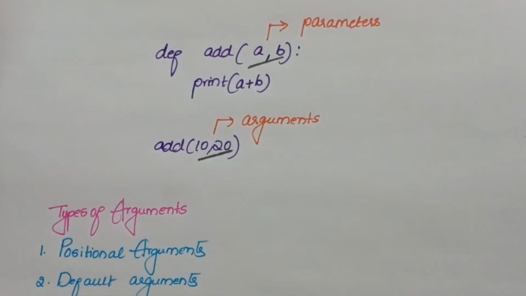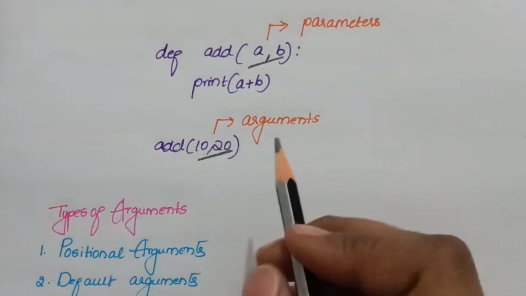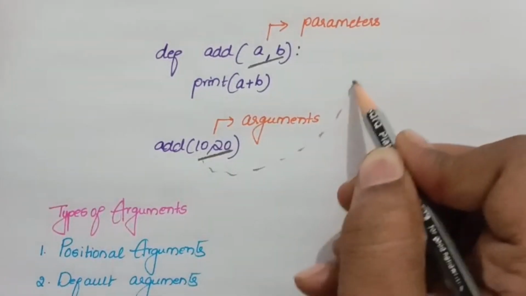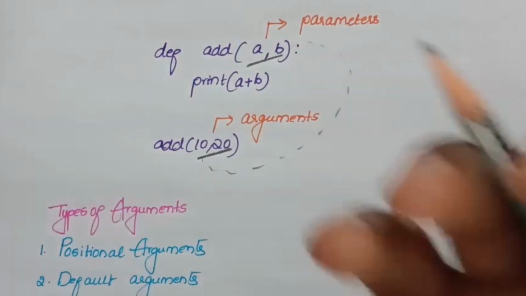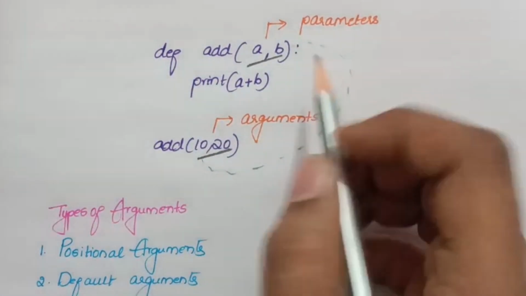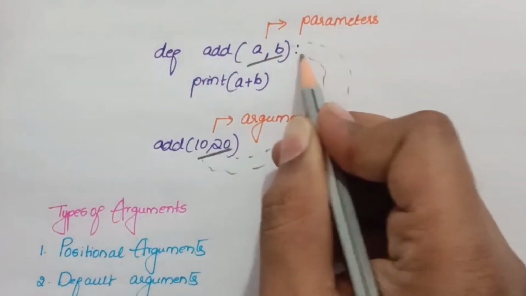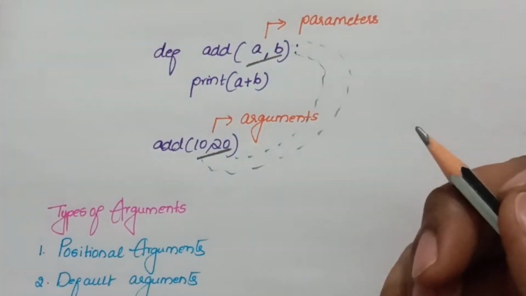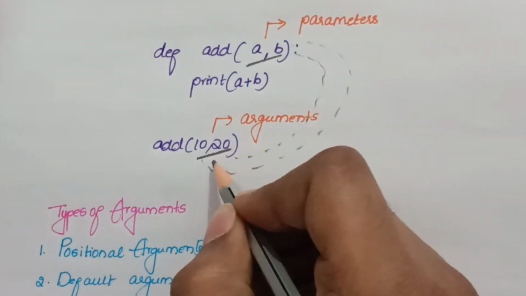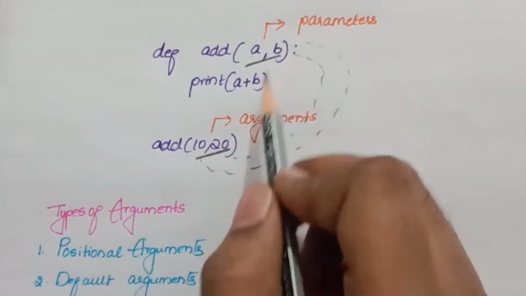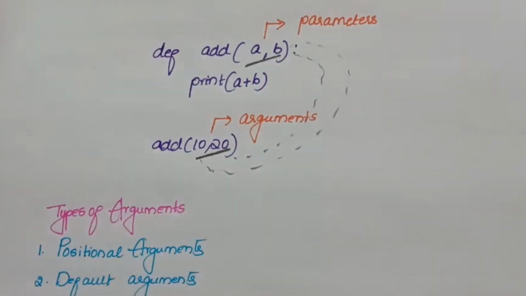So the data which we send as an input to a function are known as arguments. These arguments will be caught by some variables. Those variables are known as parameters. 10 is stored in variable a, 20 is stored in variable b. Here 10 and 20 are arguments and a comma b are parameters. This is the basic difference between parameters and arguments.